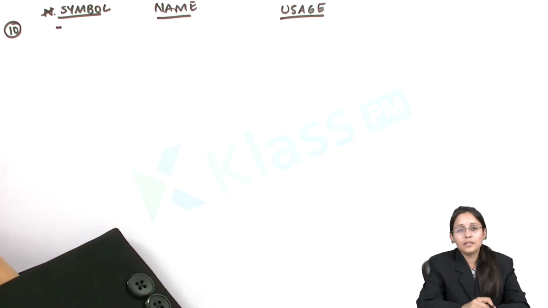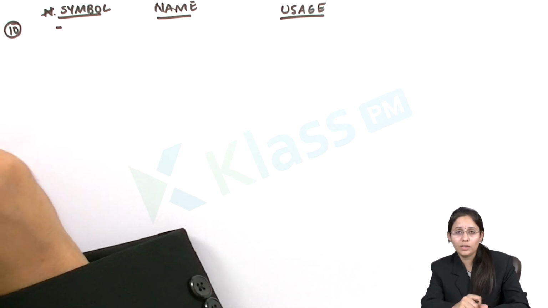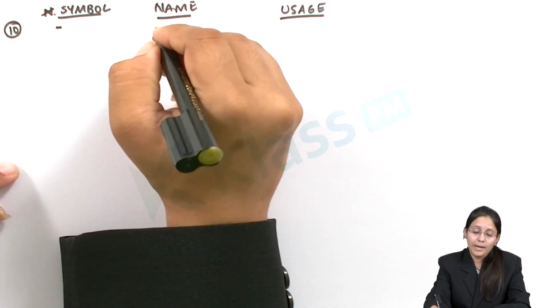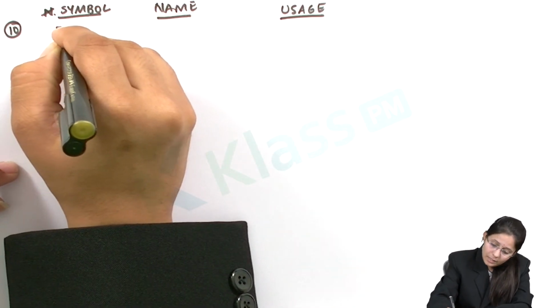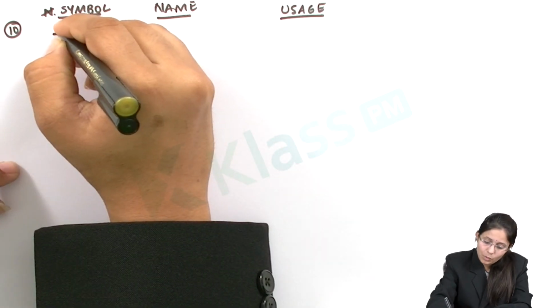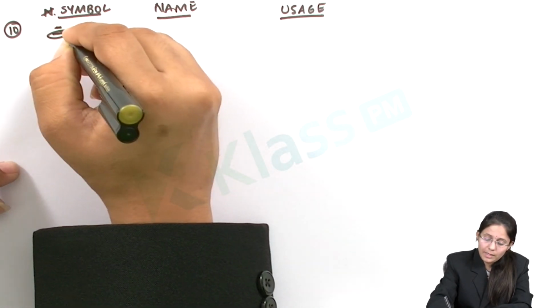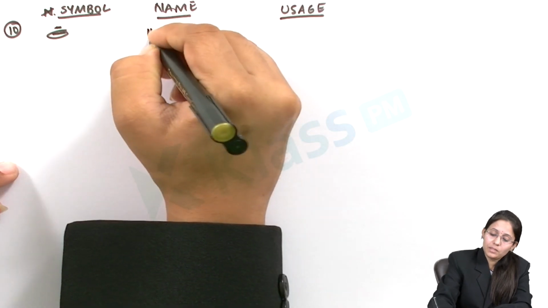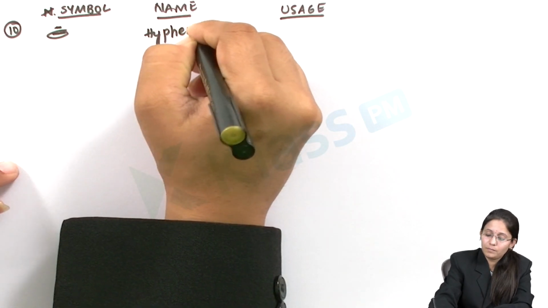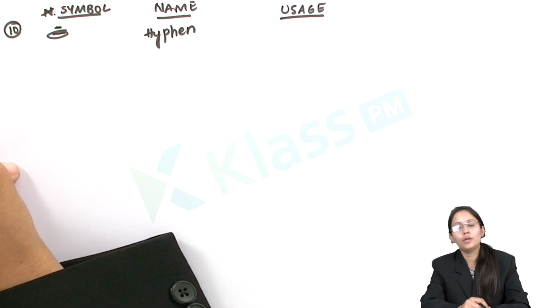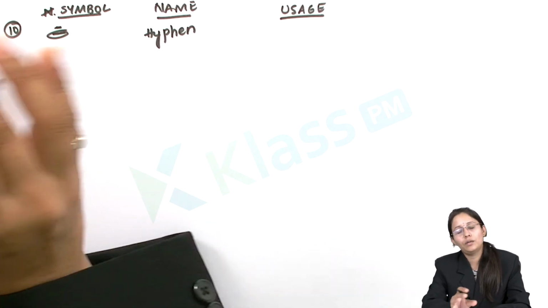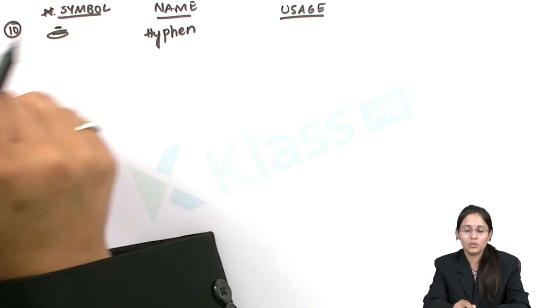Okay, so let us see the 10th one now. The 10th one is a bit smaller than the n dash. If you compare the n dash with this, the n dash will be like this. So it is a bit smaller in size. This is the n dash. Now this symbol is called a hyphen, mostly used in technical paragraphs and information when we provide it.